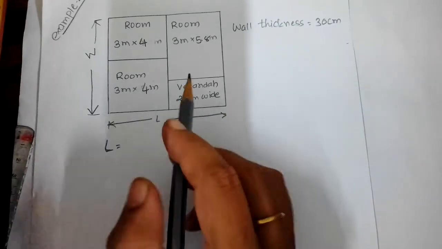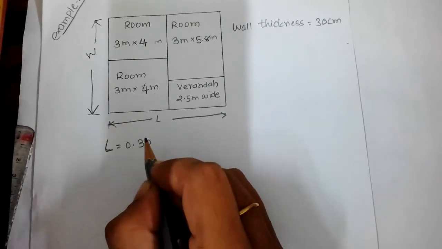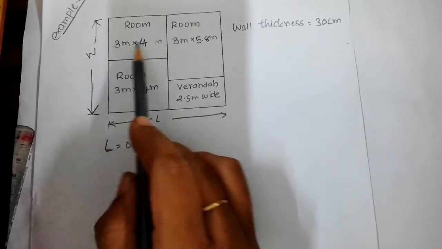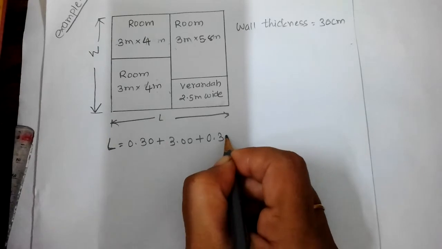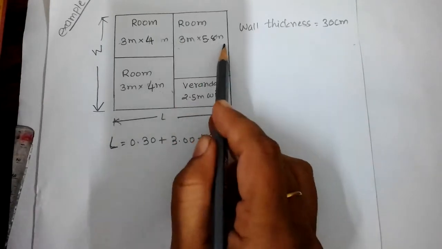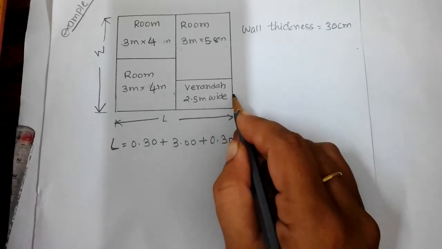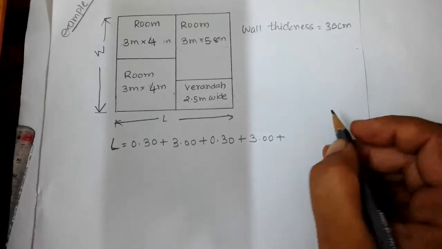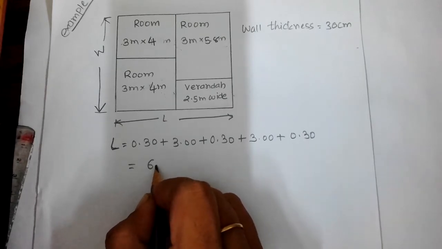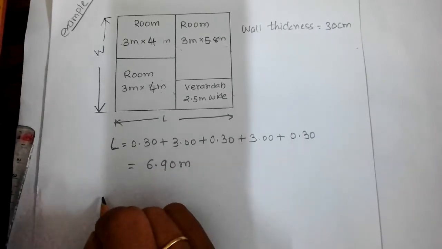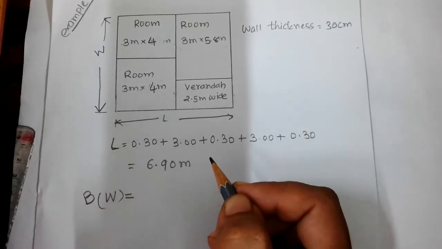Now, so total length for this example is this wall 0.30 plus this dimension 3 meter plus again this wall 0.30 plus this 3 meter. Okay, and now the last wall of this plan, so 0.30. So total length of this plan is 6.90 meter. Now what is the width, or you can also represent as B.